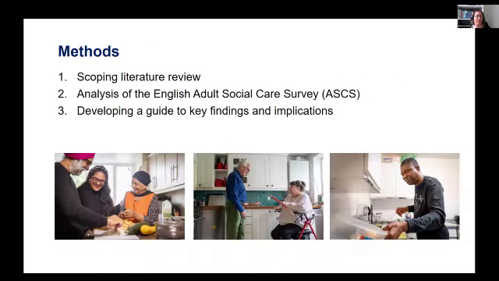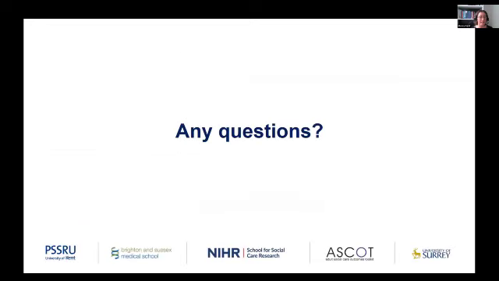And how we went about this is in three different stages. The first one is a scoping literature review, which Alan and Lavinia will talk a bit more about. The second one was analysing a large data set from across England that we had access to. And the third was developing a guide to the key findings and implications of the project, which Lavinia will be presenting on later.